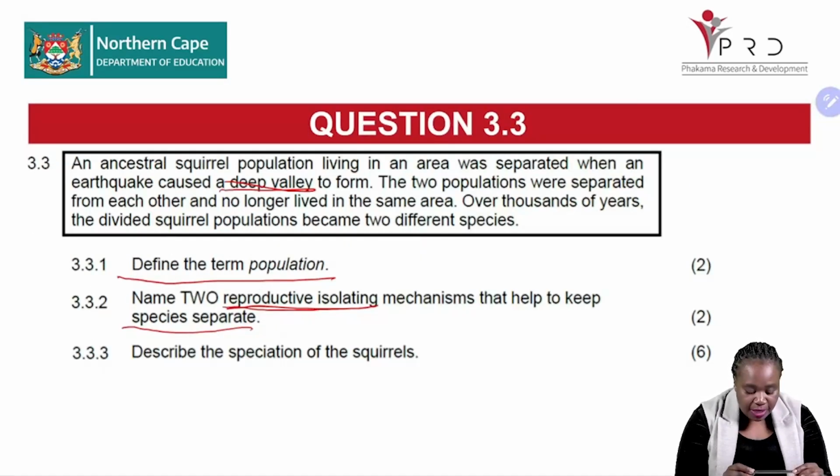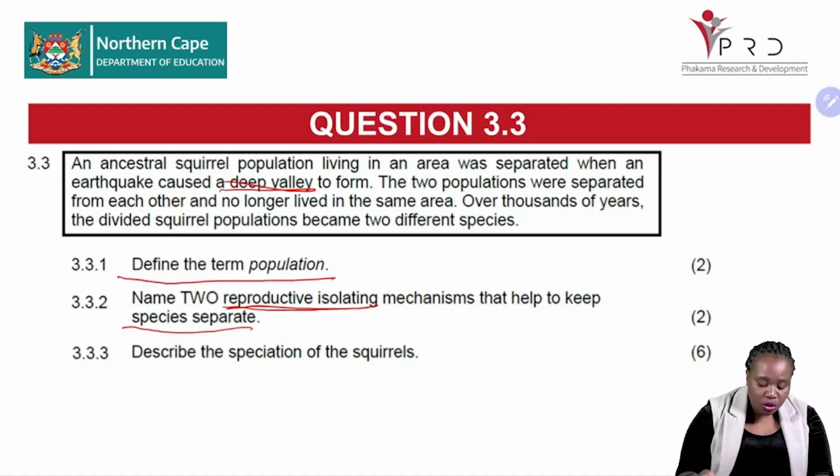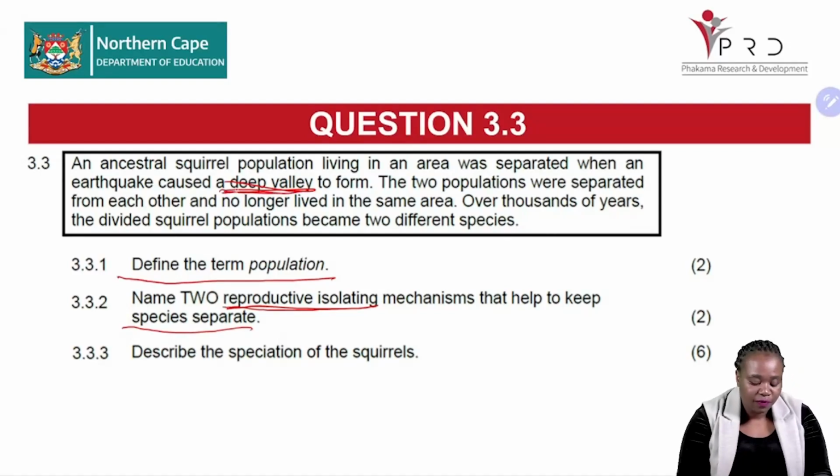3.3.3 says describe the speciation of the squirrels. So here we were told that these species were separated when an earthquake caused a deep valley. So already when you read this, you must be able to identify the geographical barrier, the type of barrier that separated this population into 2 subpopulations.